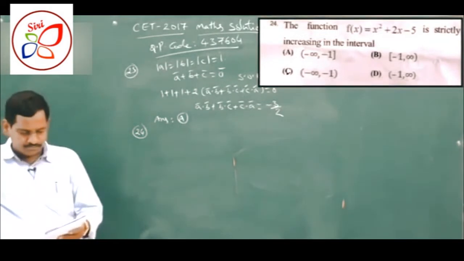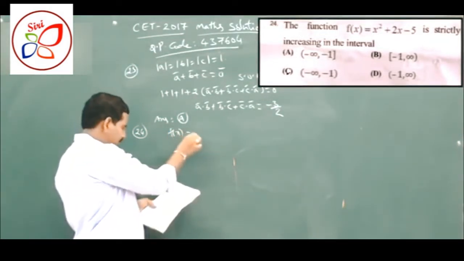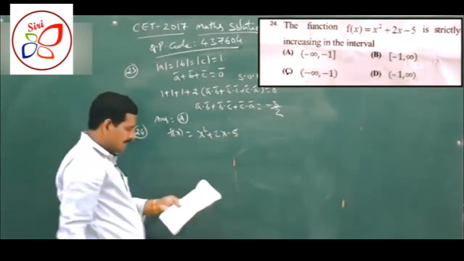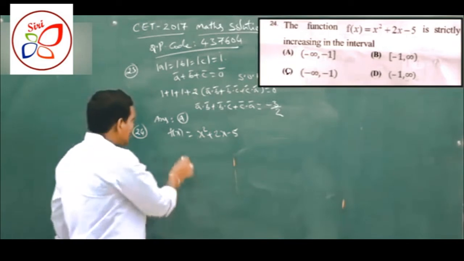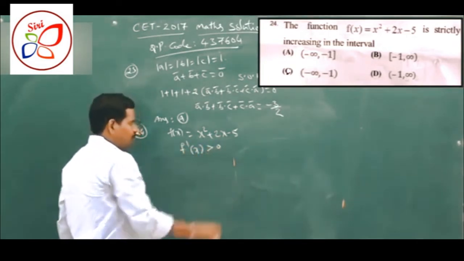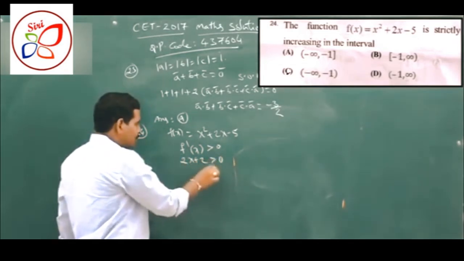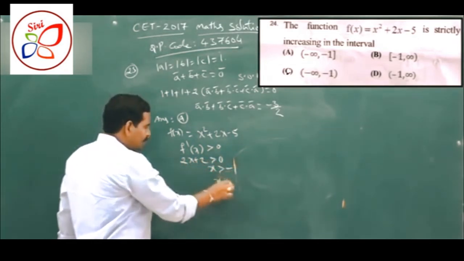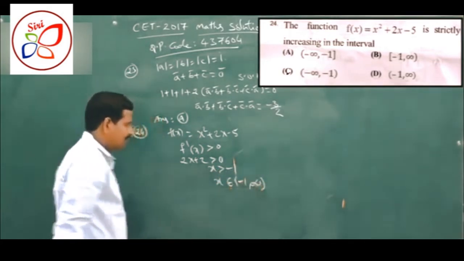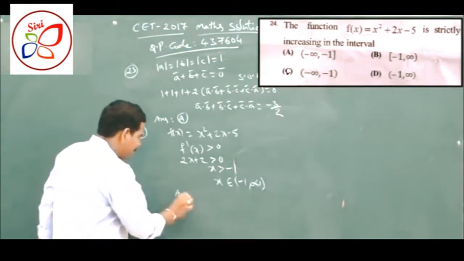24th question. The function f of x is equal to x square plus 2x minus 5 is strictly increasing in which interval? Strictly increasing means f dash x strictly positive. It means 2x plus 2 is greater than 0. So x is greater than minus 1, it means x belongs to minus 1 to infinity open interval, which is given in option D.